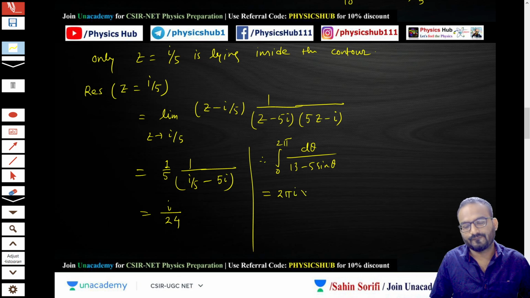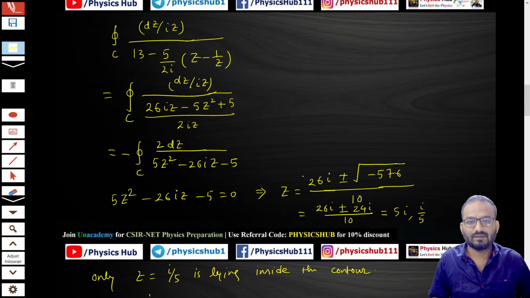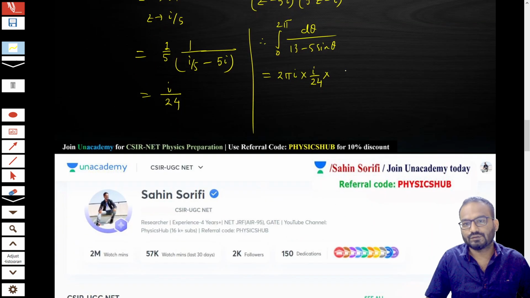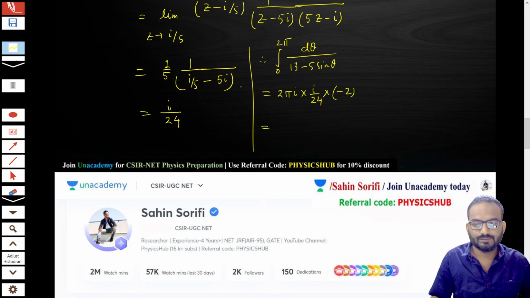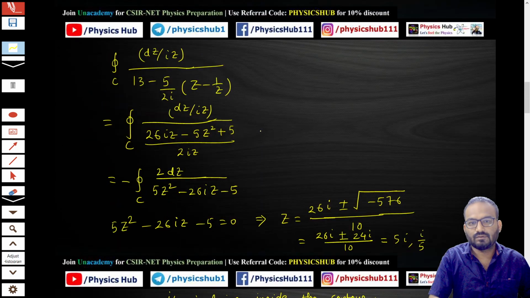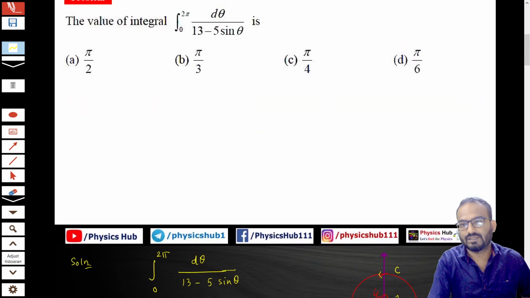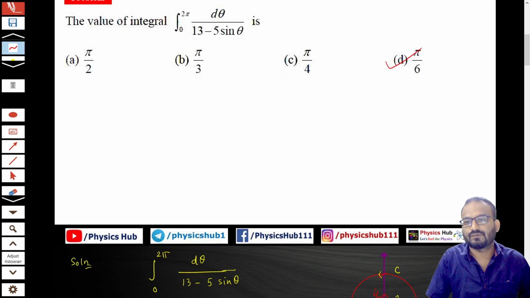2 pi i into the sum of residues, i by 24, and furthermore you have this minus 2 here, which you have to consider also. So minus 2. So if you multiply these things, what are you getting? This i and i square is minus 1, minus minus plus. So 4 pi by 24, so pi by 6. And if you closely look at the options, it is matching with option D. So option D is the correct option for this question.